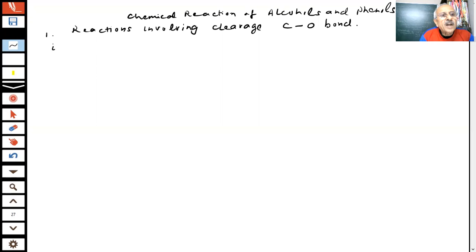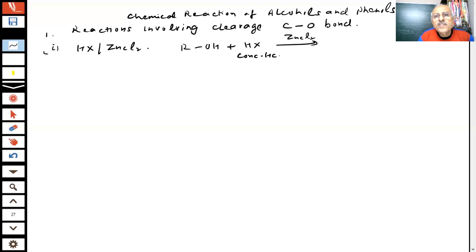The first reaction we are talking about is the reaction with HX in the presence of ZnCl2. That is when alcohol reacts with hydrogen halides in the presence of ZnCl2. If I take concentrated HCl, then what is the product? We are saying that RCl plus H2O. So what we are getting are alkyl halides or haloalkanes.